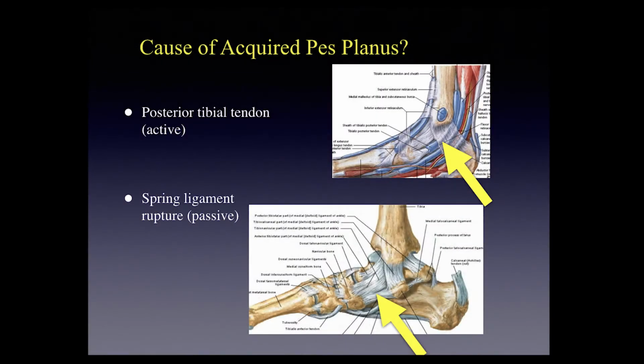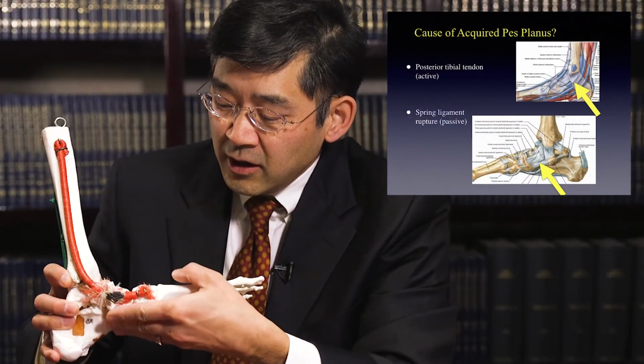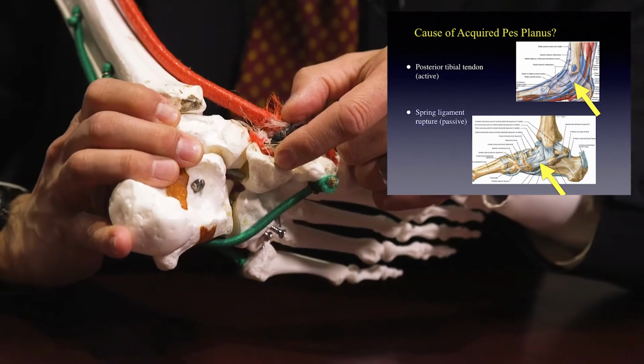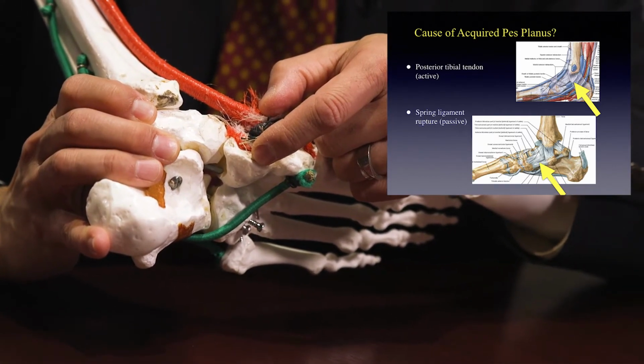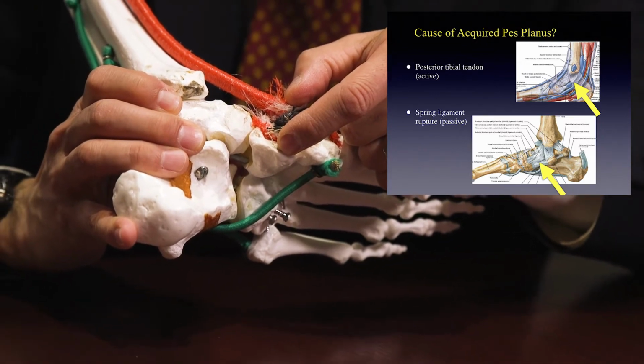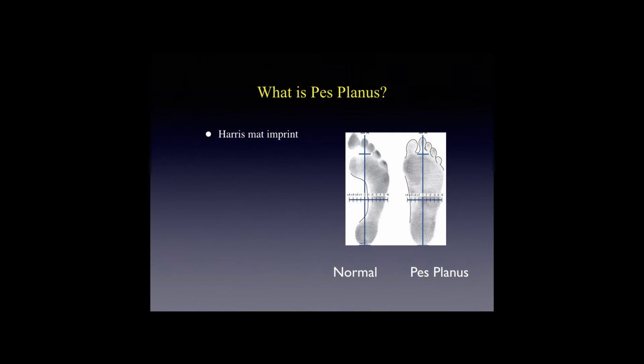Now, what we also know is that the posterior tibial tendon is a very active muscle tendon unit that keeps the arch intact. It's the spring ligament underneath that's a static mode of support that keeps the bones together, and they work in concert to keep an arch high. What you see here is a Harris mat imprint. On your left-hand side, that's a normal appearing foot with a little bit of an arch built in, and then on your right is someone with a Pes Planus deformity in which the arch has collapsed.